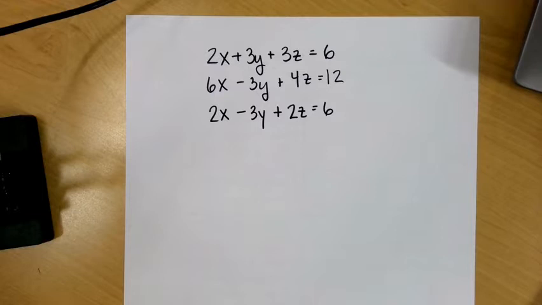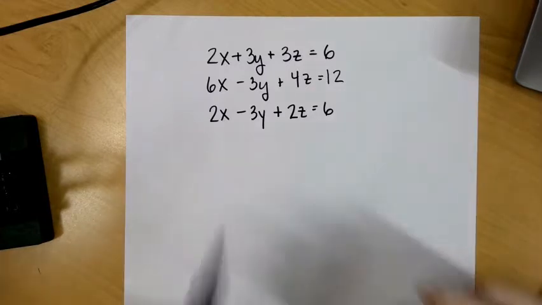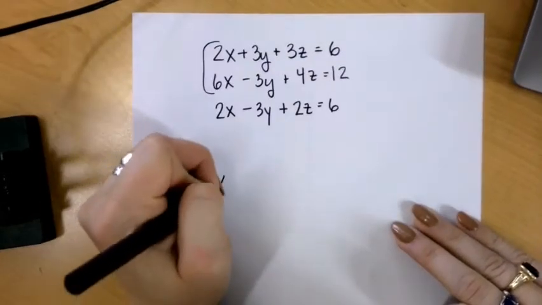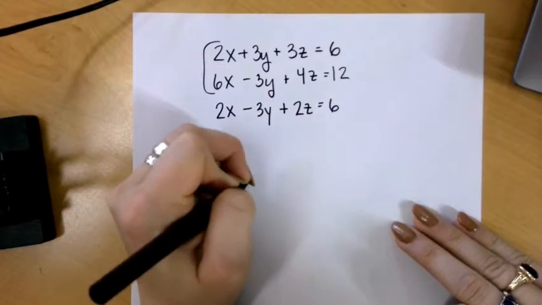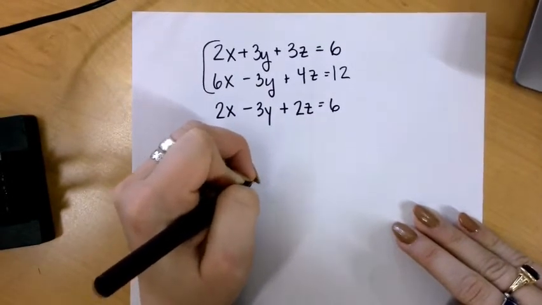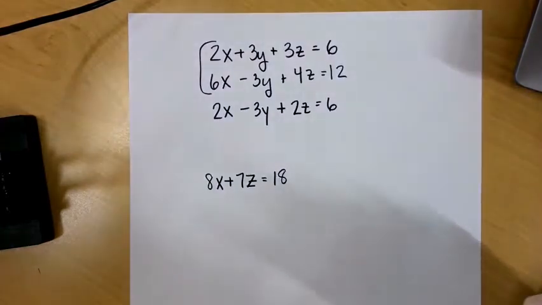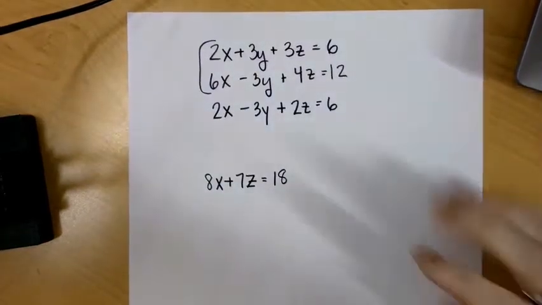So for 6-47, it says, looking at the equations in problem 6-45, Alicia wanted to see if she could apply some of her solving techniques from two variable equations in a three variable system. So she noticed that the first two equations could be combined to get 8x plus 7z equaling 18. So that is a process that we called elimination.